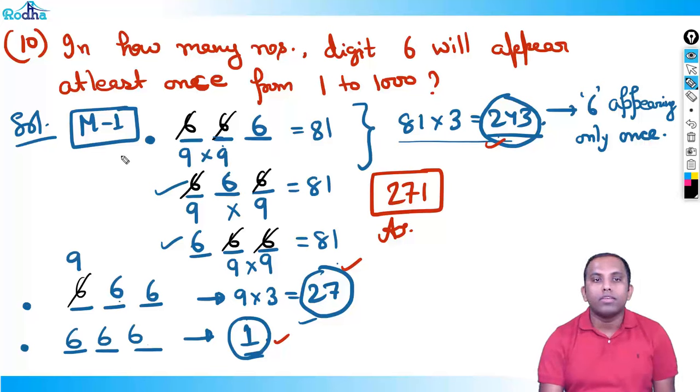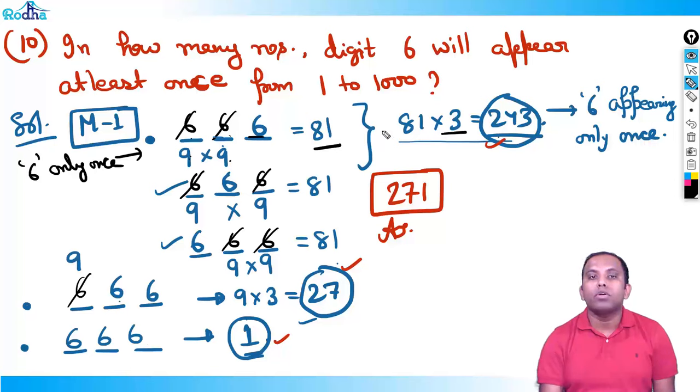In the first case, 6 appears only once. How many such numbers? 243. How 243? 6 is appearing at the unit place, not at tens and hundreds, so there are 9 into 9, 81 options. Why 9 into 9? Because I could have taken 0 to 9, 10 options, but 6 is only appearing once, so it already occurred at the unit place. So 6 is not there for tens and hundreds place. 10 minus 1, the minus 1 is for 6. So 9 into 9, 81. Directly we should do 81 into 3, 243, because 6 will be put one time at the unit place, one time at tens place, one time at hundreds place. So directly we should do 243.